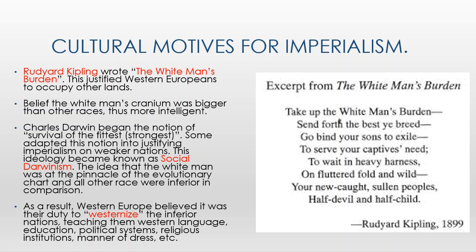And this poem that he makes, here's an excerpt from it, sort of justifies Western Europeans' desire or actions to occupy other lands and go out colonizing and being very imperialistic. So if you read over here, he says, "Take up the white man's burden, send forth the best ye breed, go bind your sons to exile, to serve your captives' need. To wait in heavy harness, on fluttered folk and wild, your new-caught sullen peoples, half devil and half child."